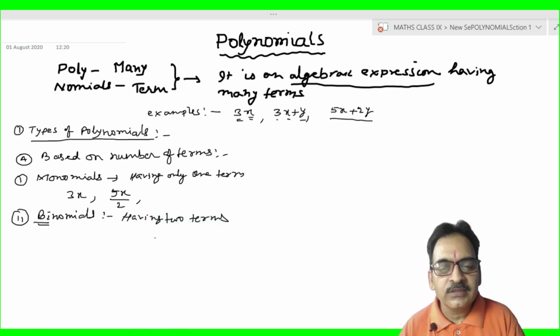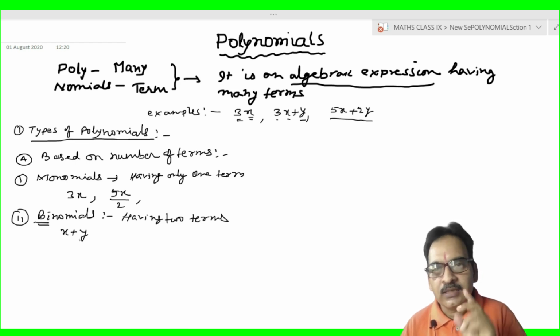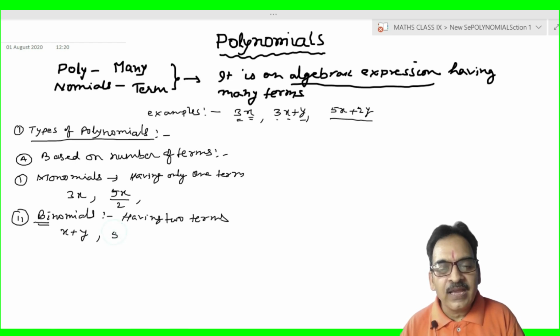are called binomials. Example: suppose one is x, the other is y, and if we put a plus in between, the plus differentiates the terms. The x is one term, y is the second term, and altogether x plus y is two terms, and this two-term expression means binomial. Again we can say 5x minus 3y. Here 5x is one term and 3y is another term. So together there are two terms, one term is 5x and the second term is minus 3y. Together it is called a binomial, right?